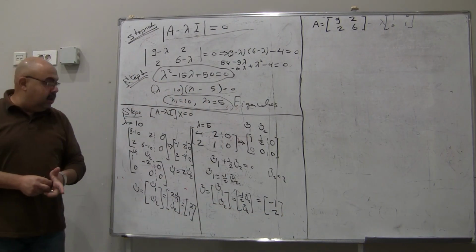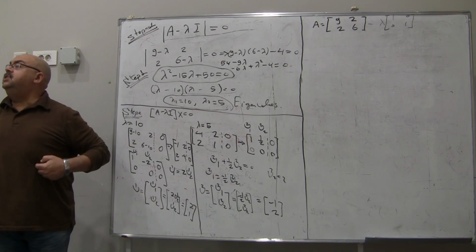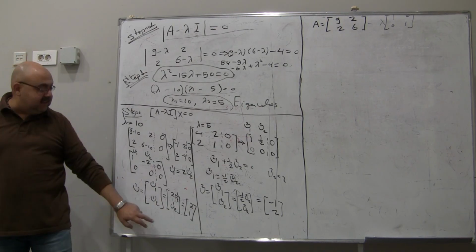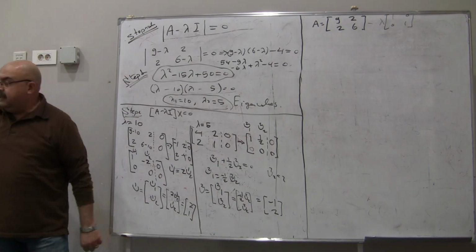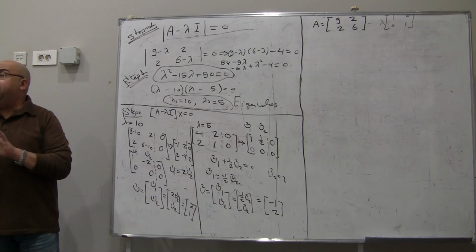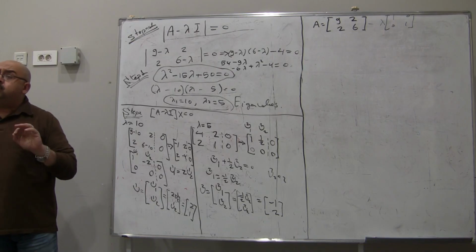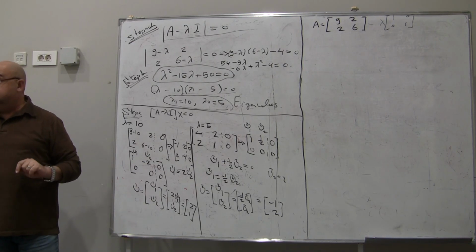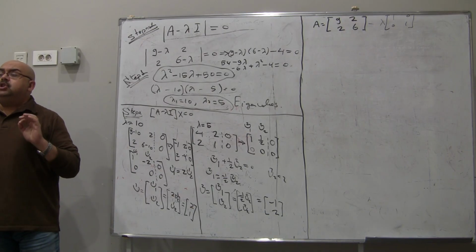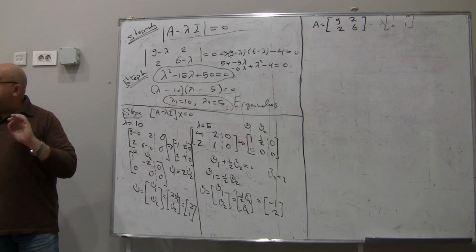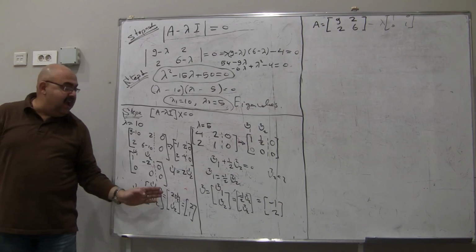Okay, look at these two vectors. That's the first vector, and that's the second vector. These two vectors are very, very important. Why are they very important? Because each eigenvalue corresponds to an eigenvector.